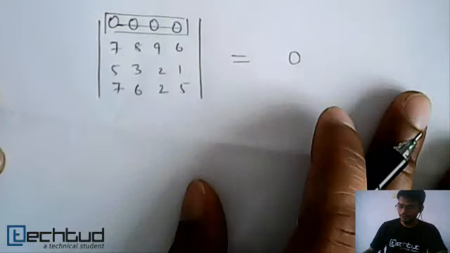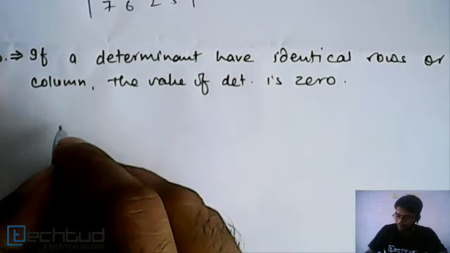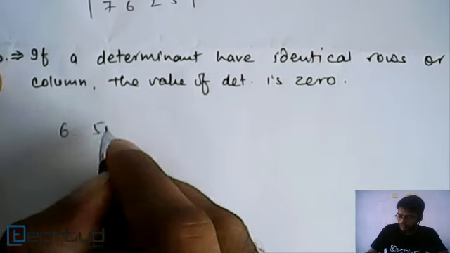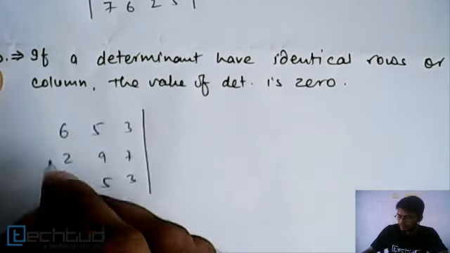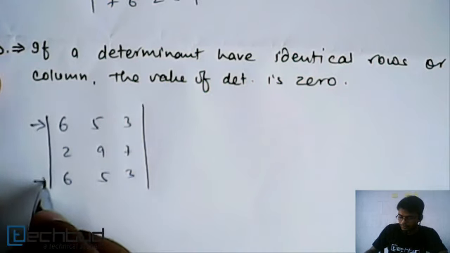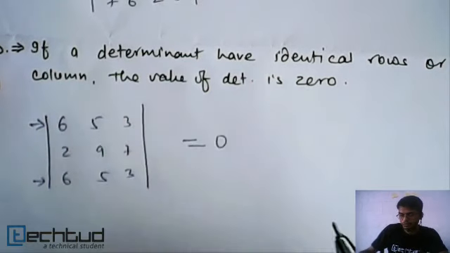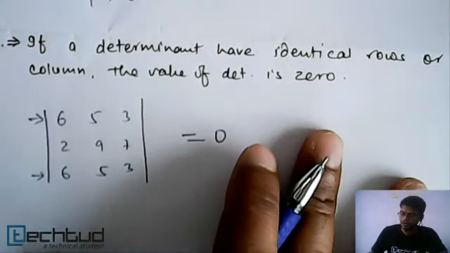Okay, let's go to the third property. If a determinant has identical rows or columns, the value of the determinant will be 0. What I mean to say is, if we have something like this, let's start 6 5 3, 2 9 7, 6 5 3. If you see this determinant, we have this row and this row identical, right? So in this case the value of the determinant will be 0. We need not compute it, we know that the value of the determinant will be 0. How, we will see.